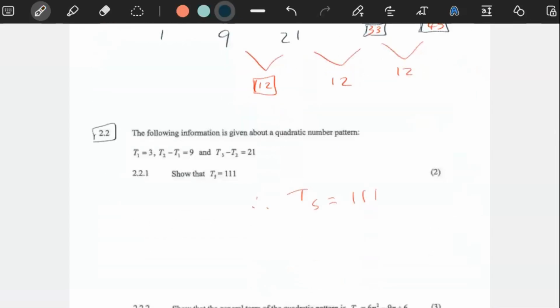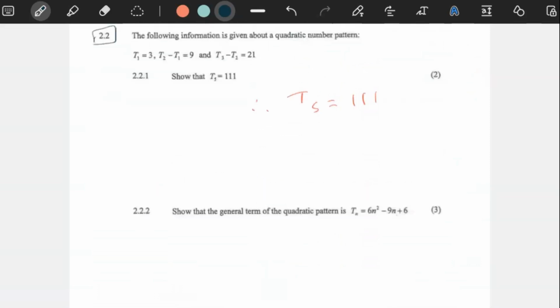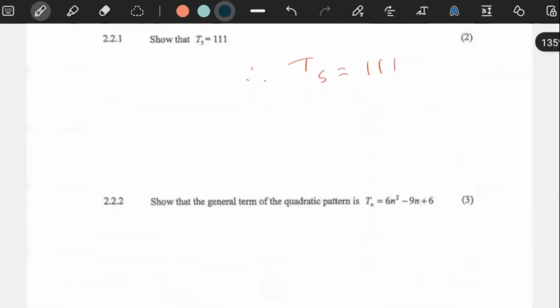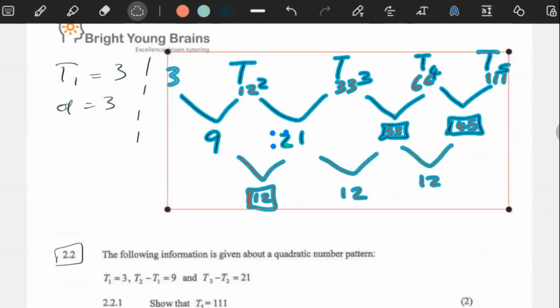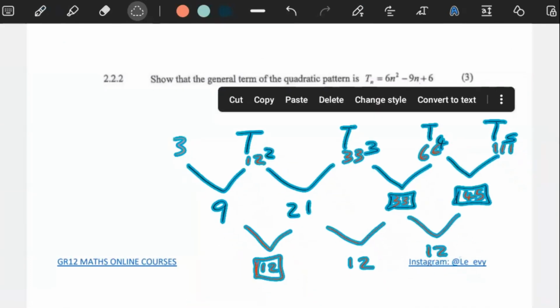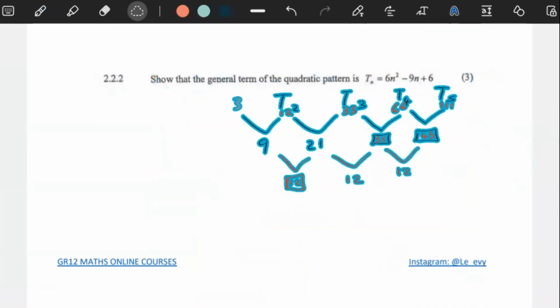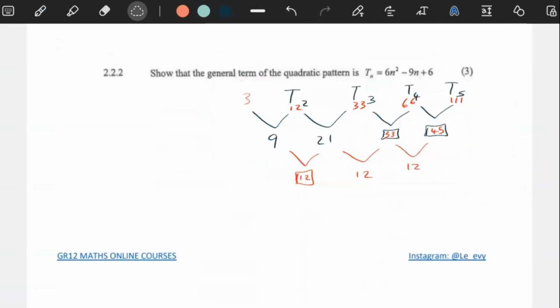Moving on to 2.2.2. It says, show that the general term of the quadratic pattern is as follows. So we have to get a formula for this quadratic number pattern. So fortunately, you can actually just take this diagram and you can use it for the question that is asked below. Let me paste this here. Let me write it a bit smaller so that we have more space, because I can see I didn't give myself enough space there.